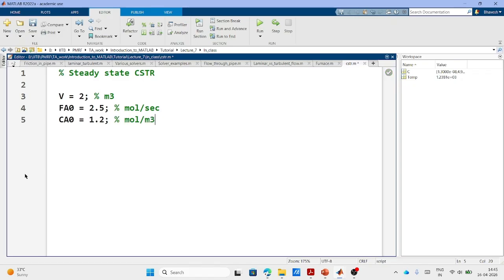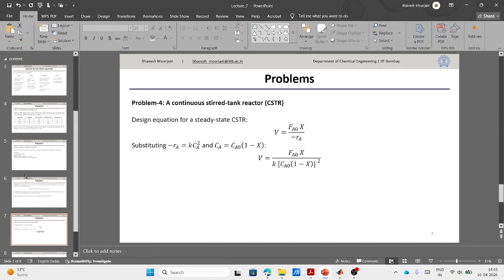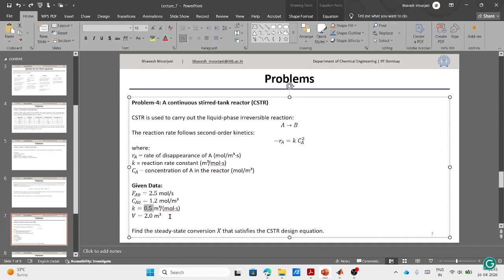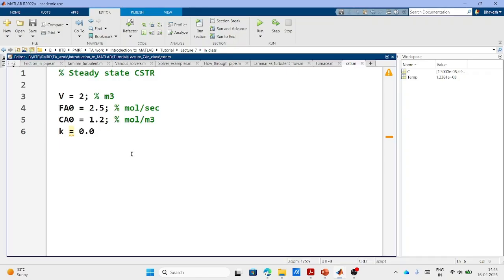mole per meter cube. Now, remember, whenever you are using programming to solve any problem, be thorough that your units are correct and consistent, right? So k is equal to 0.7 meter cube per mole second. This is similar to whatever calculation you do by hand, because if there is some issue in the unit conversion, then your result will vary drastically.